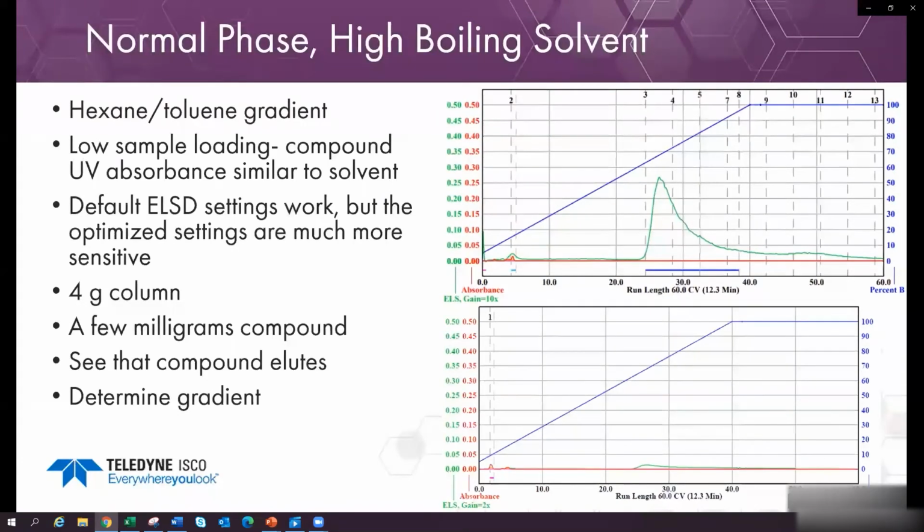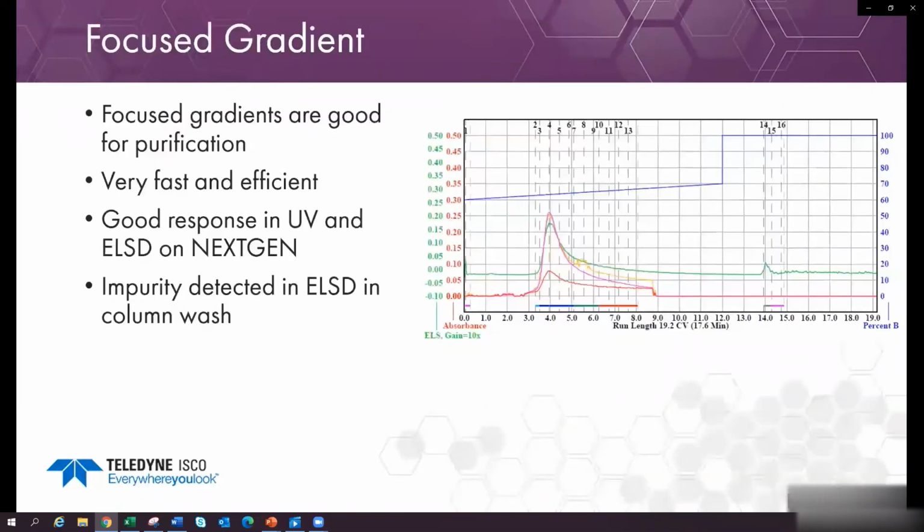This is a scouting run used to determine the focus gradient used for some of the runs in this presentation. We only used a small amount of sample, and of the sample that we loaded, only about 20% was the desired compound that eluted from the column. These Rothemund reactions have pretty low yield. Applying the optimized settings to the focus gradient worked well. ELSD and all-wavelength collection work very well together.